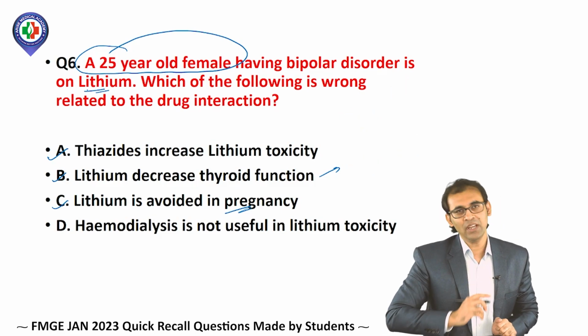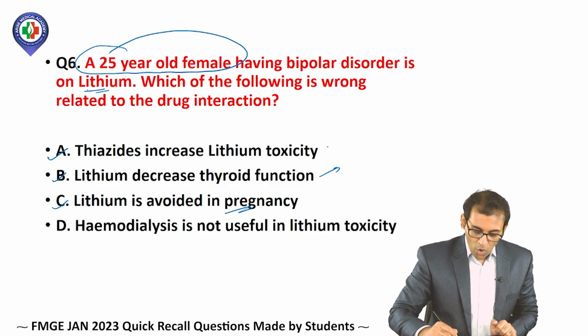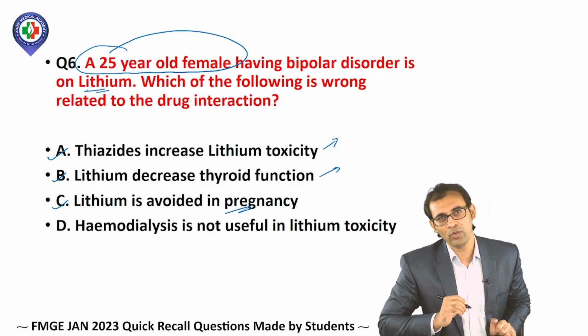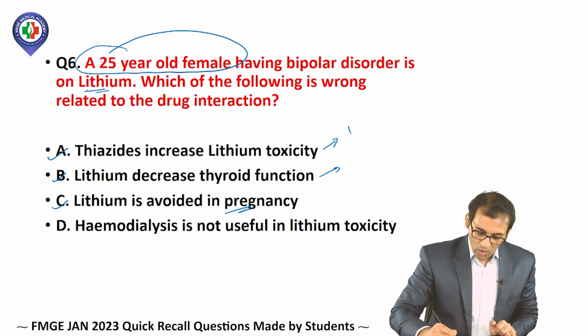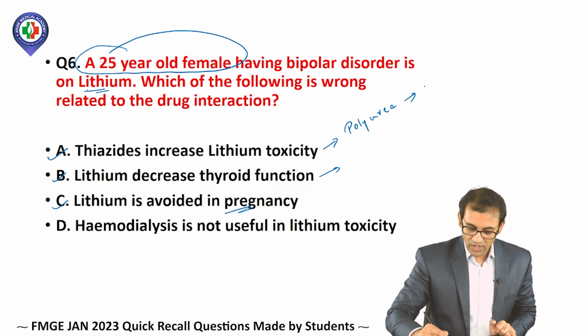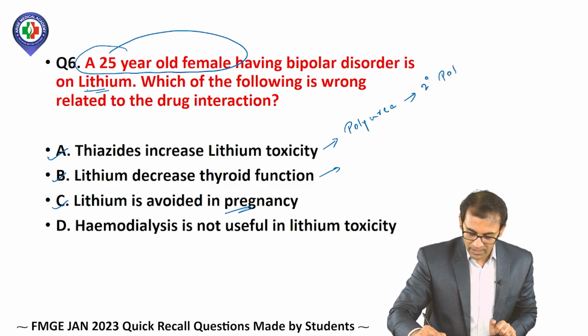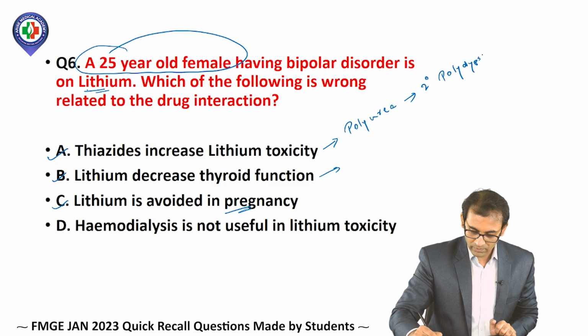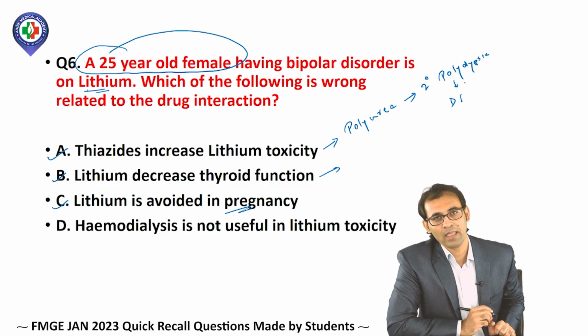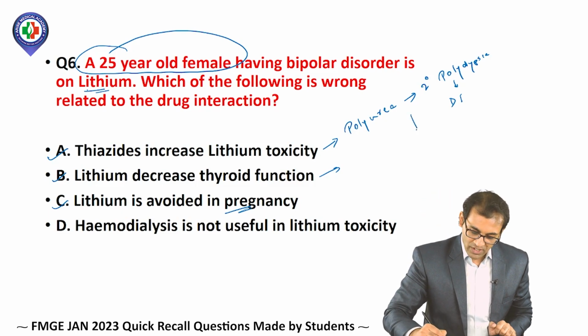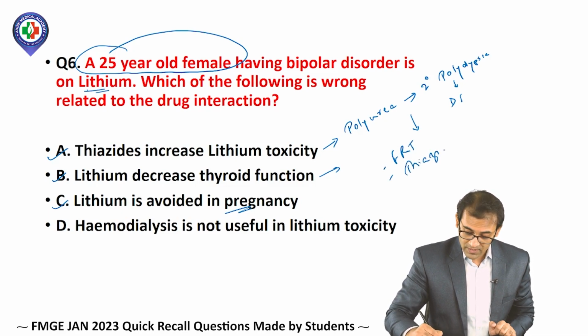Okay, now look at option number A. What is the side effect of lithium on your renal system? Lithium will cause polyuria. So it will cause secondary polydipsia. And finally, it can lead to diabetes insipidus. How to treat the patient? We have to give fluid replacement therapy. We can use thiazide diuretics.